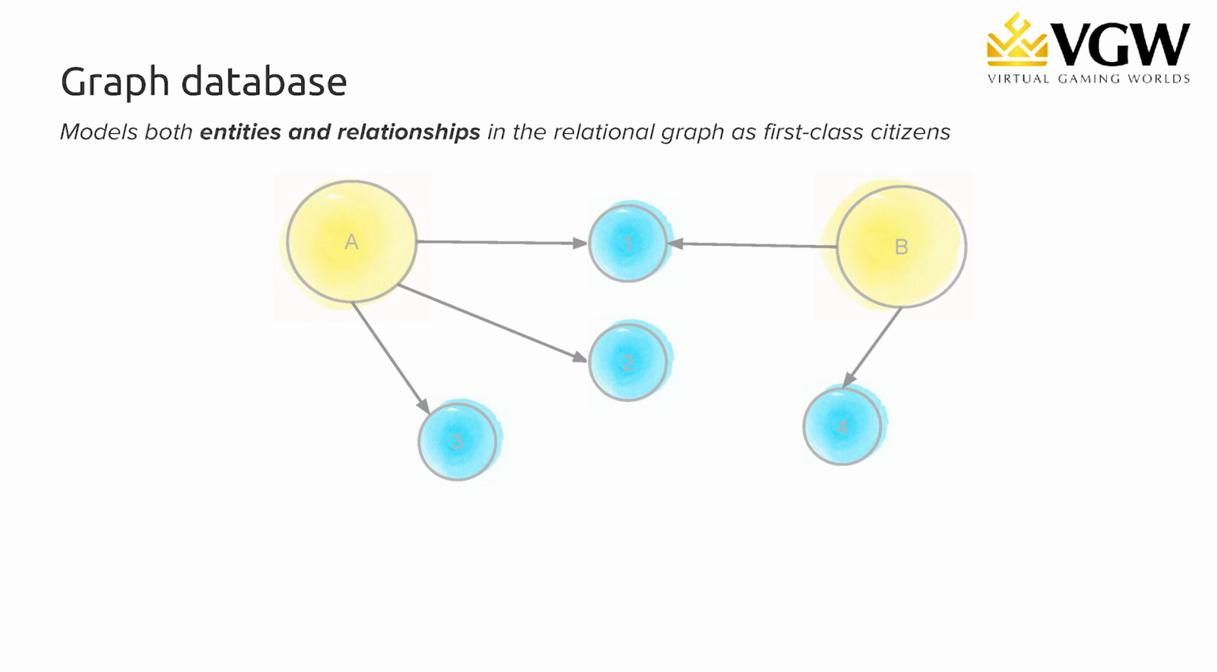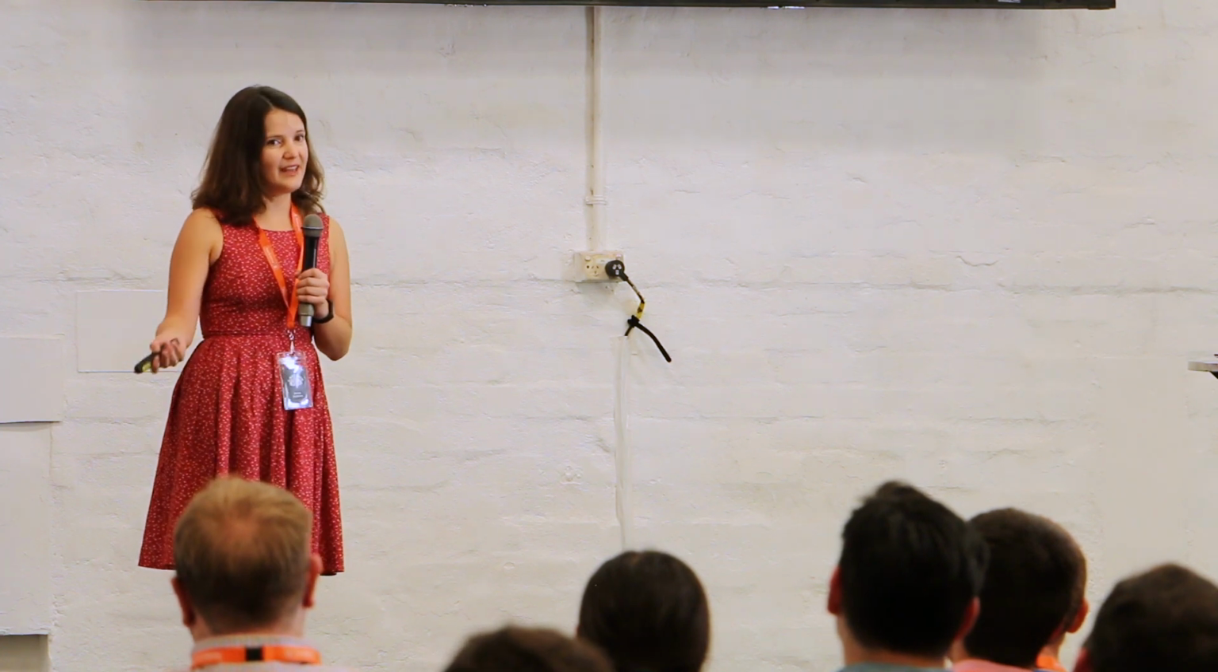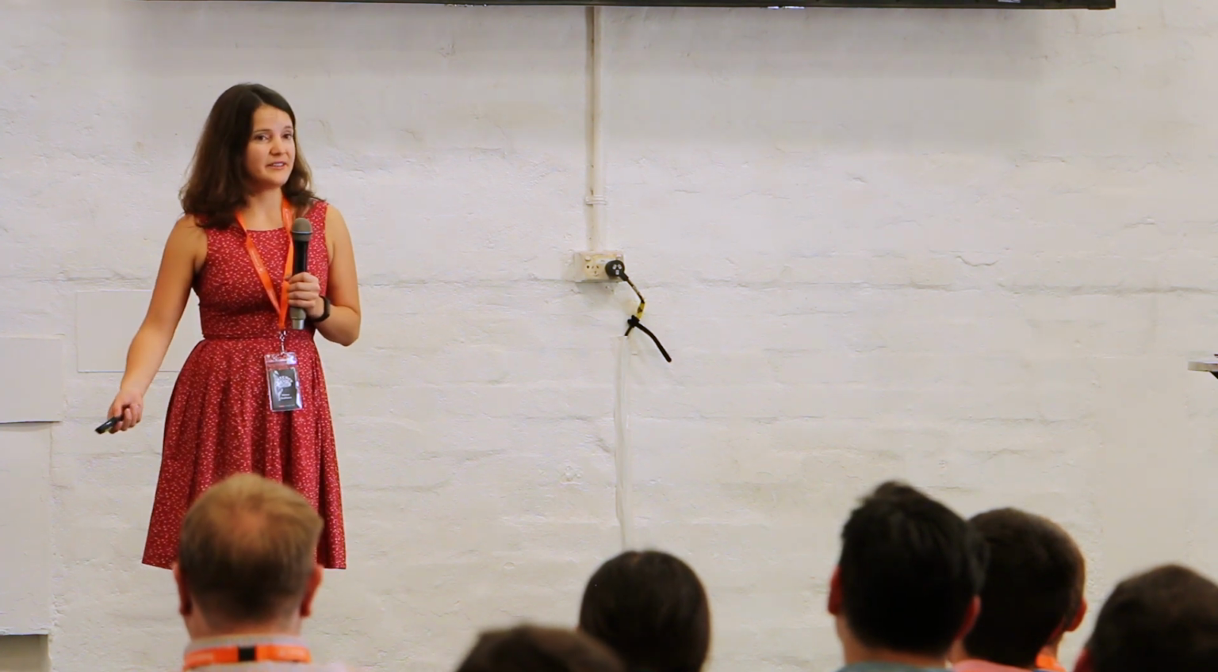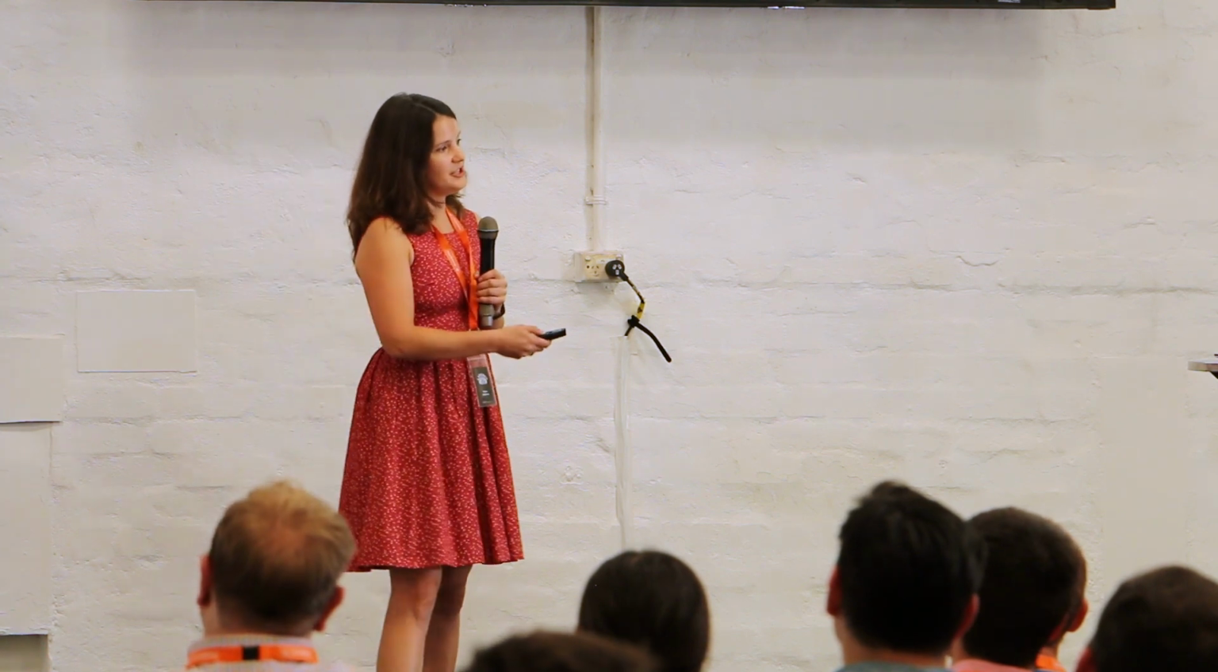The alternative is a graph database. In a graph database, both entities and relationships are stored and processed as first-class citizens. In a graph database, everything could be either a node, something, a thing, an entity, or a relationship. In a property graph database, there's also the opportunity to store metadata as key-value pairs that could be hanging off any of those things, nodes or relationships.